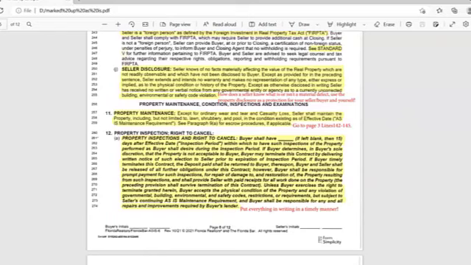Let's talk about the seller disclosure. This says the seller knows of no facts materially affecting the value of real property, which are not readily observable and which have not been disclosed to the buyer. Except as provided for in the preceding sentence, the seller extends and intends no warranty, makes no representation of any type, either express or implied, as to the physical condition or history of the property. Except as otherwise disclosed in writing, the seller has received no written or verbal notice from any government entity or agency as to a currently uncorrected building, environmental, or safety code violation.